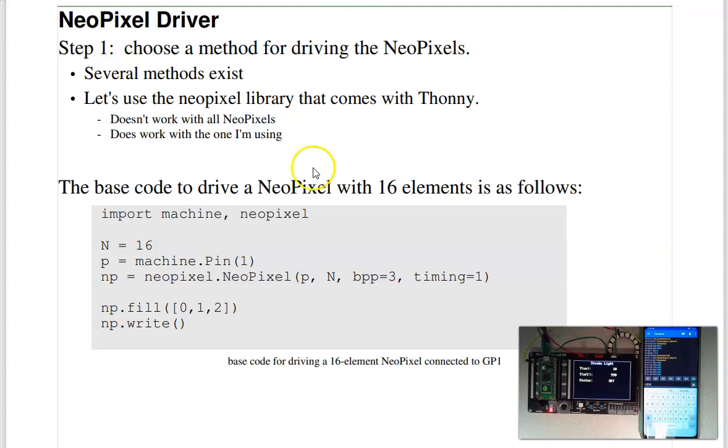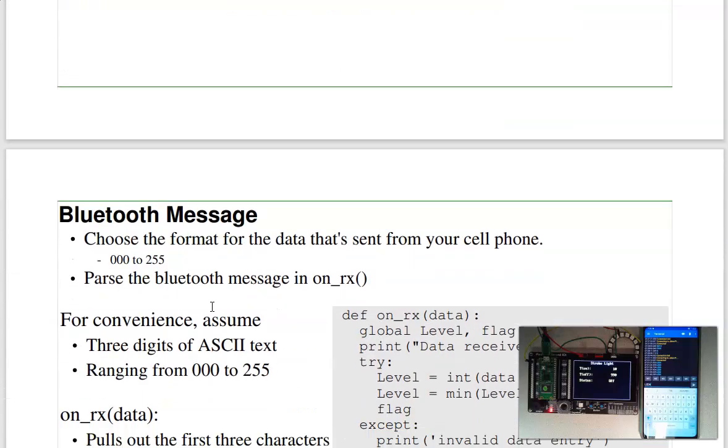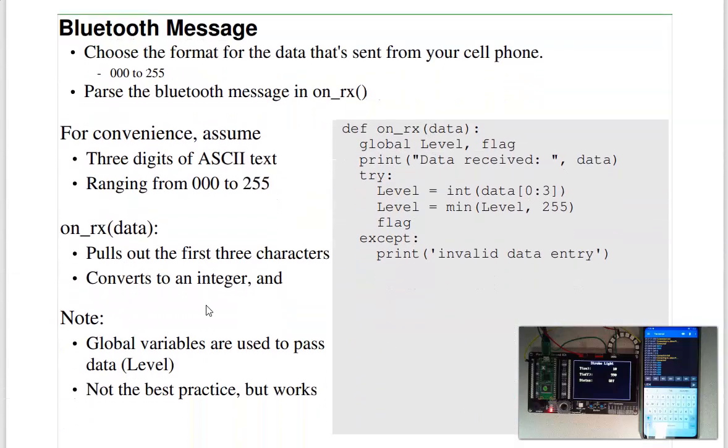So the base code to turn on a NeoPixel is as follows. I'm going to import NeoPixel. I'll set up an instance of NeoPixel on pin 1 over here. I've got 16 lights attached to it, and so this initializes it. If I set the lights to 1, 2, 0, 1, 2, then I get all the lights turning on with this brightness. So that's the base code. Now I'm going to build on that. Let's vary the brightness based upon data from the Bluetooth interface.